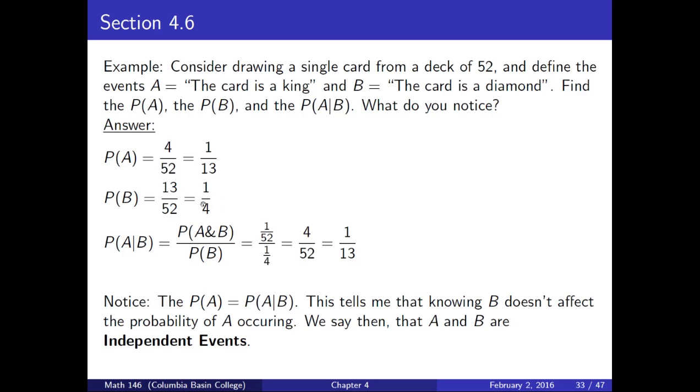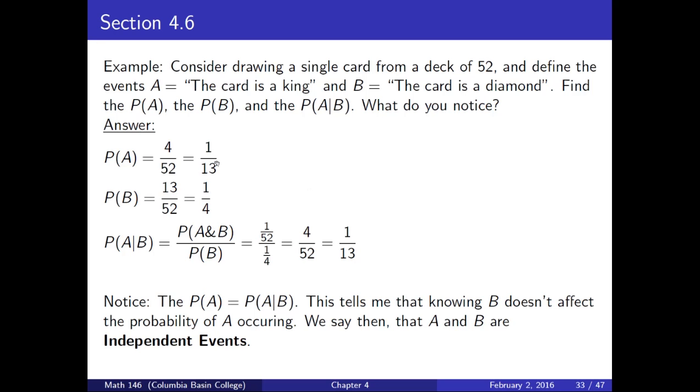Now, if we calculate the probability of A given B, first, what's the probability of A and B? That's a king and a diamond. How many kings of diamonds are there? There's 1 king of diamonds out of 52. What's the probability of B? We already got that, that's 1/4. So 1 over 52 divided by 1/4. Dividing by 1/4 is the same as multiplying by 4 over 1, so that gives us 4 over 52, which is 1 over 13. And now notice, my conditional probability of A given B didn't change.